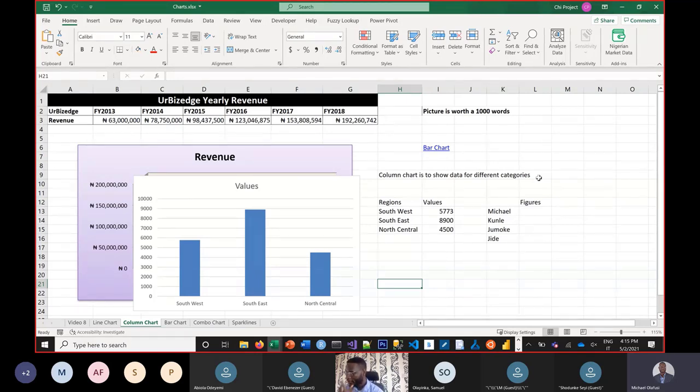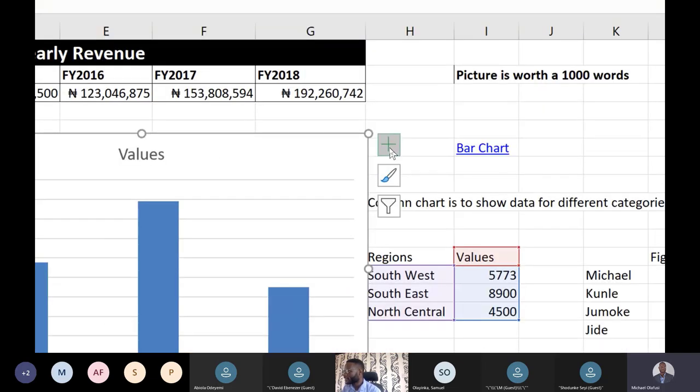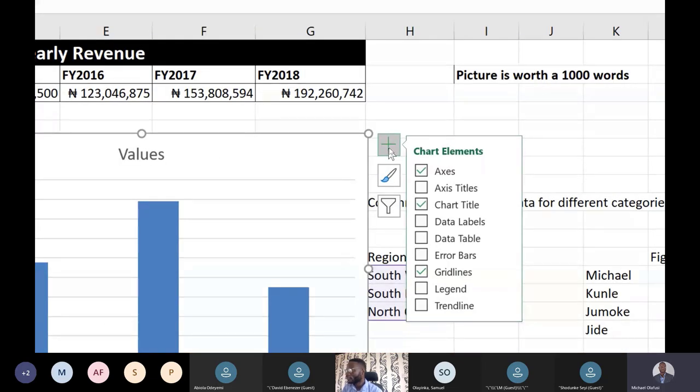So now, when you have chosen to do a chart, as I have chosen to do a pie chart, what are the other options that I have about a chart? Every chart has what we call chart elements. So chart elements are the things we can customize about the chart.